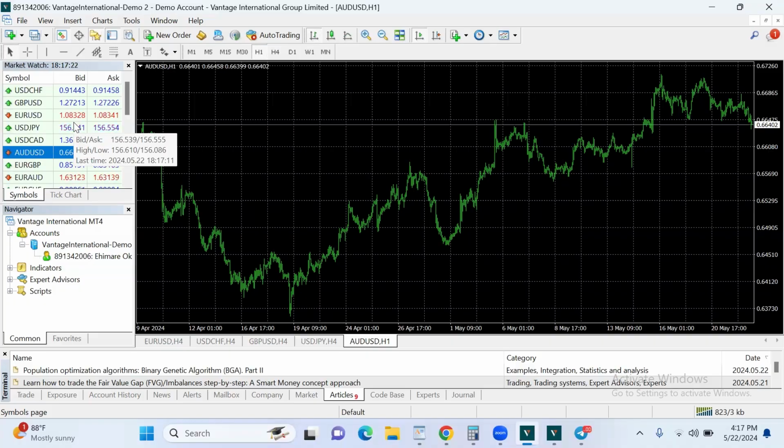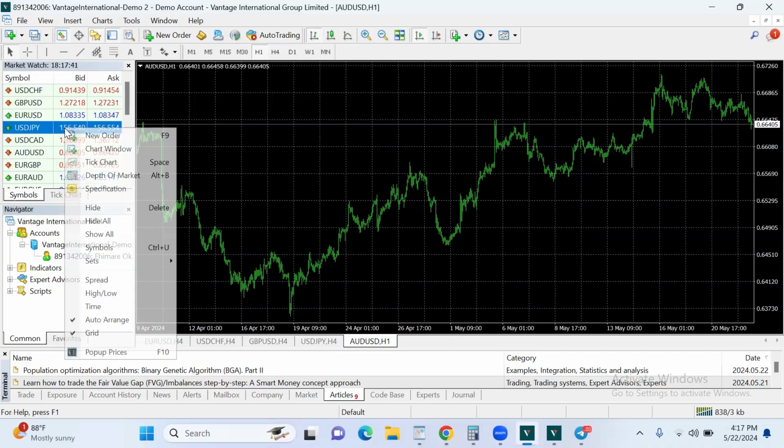Yeah, the goal is to help us understand how MetaTrader works. Even if you don't need to do that, we can still learn how to do that. So you come here and then you right click anywhere around this market watch. When you right click, you see this happens. You see new order, chart window, and all that.